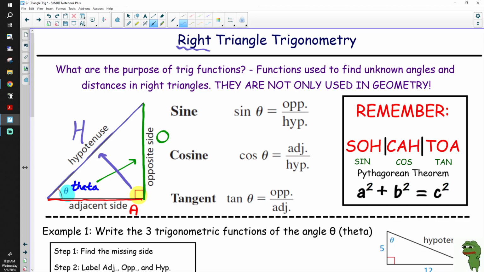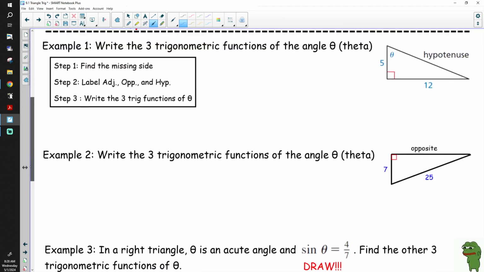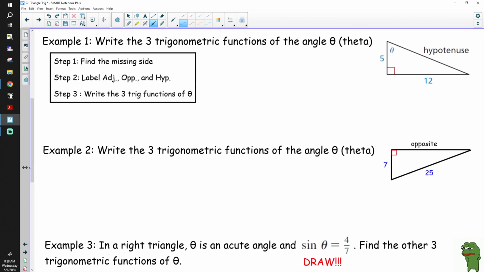So let's go into a couple examples. For each of these examples, we are going to write all three trig functions of angle theta. So we're just going to set all of them up. The first thing we need in order to use sine, cosine, and tangent is to know all three sides of our triangle.